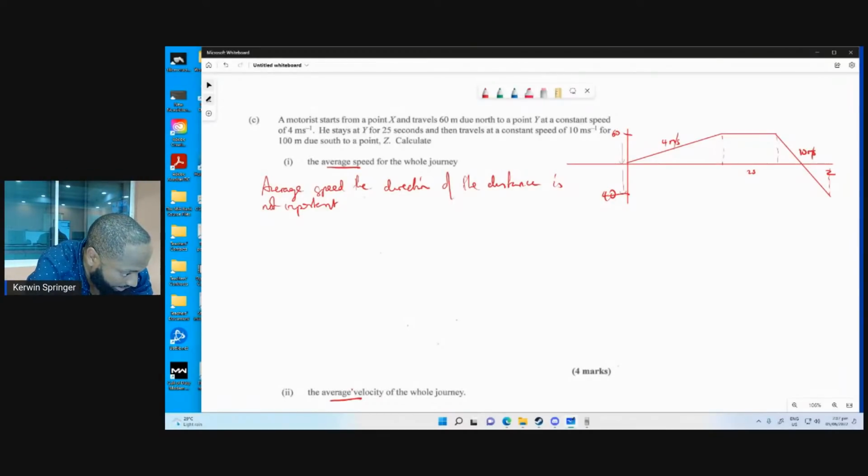Speed is a scalar, so we really don't care about direction. We just want to know my average speed for the whole journey. So he went up 60 and then he went up 100, so the total distance is 160. And the total time for this journey includes 25 seconds standing still. I need to find out the time here and the time here, so time 3 and time 1.